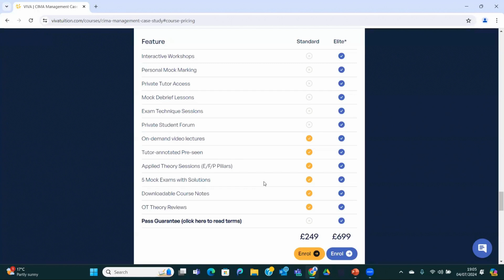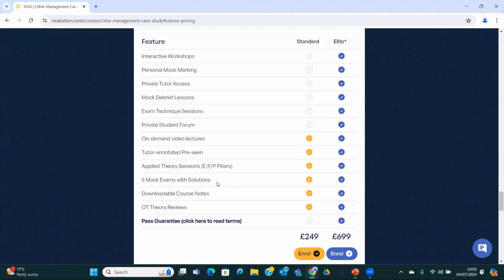However you're studying for your management case exam, and whether you're with us or with someone else, or studying yourself, what I absolutely recommend above everything else is that you practice on mock exams. You can look at the pre-seen, and you can look at E2, F2 and P2 theory, but that's not enough until you practice using all of that in an exam.